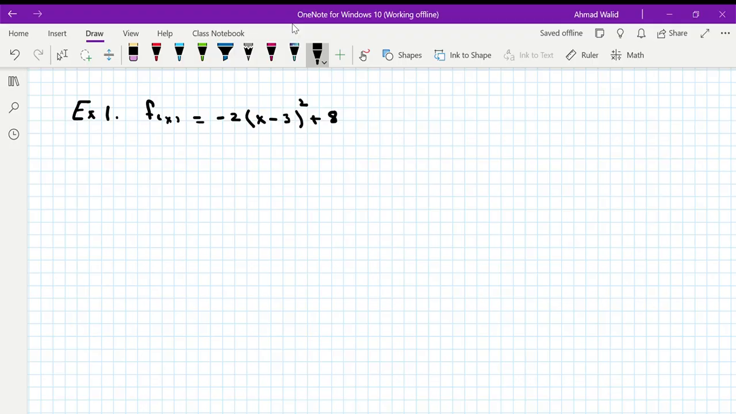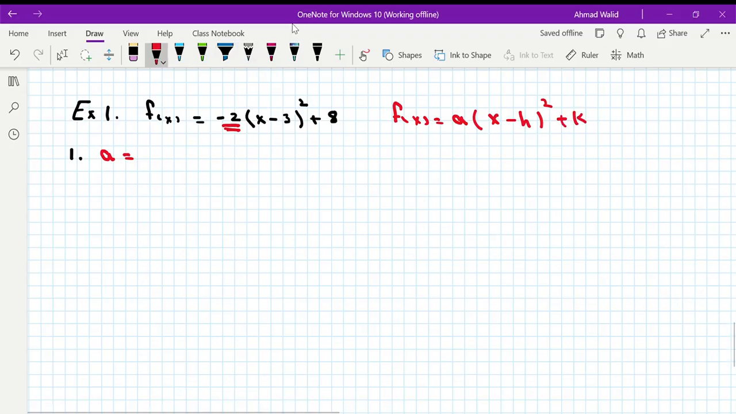What was step 1? Step 1, check if a is greater than 0 or less than 0. How much is my a in this function? Your a is this number, right? Look, your general form was f of x equals a times (x minus h) squared plus k. If you remember the general form, it's really easy to identify. How much is a? a is negative 2, and negative 2 is immediately less than 0, correct?